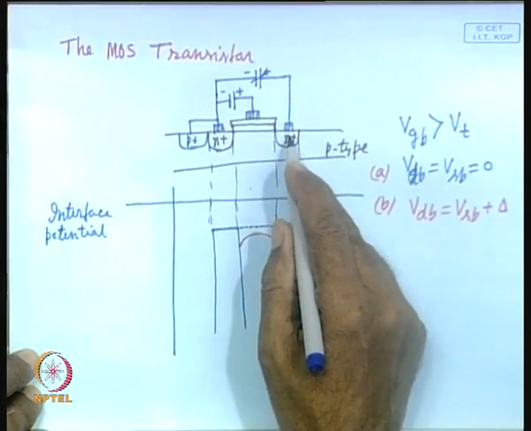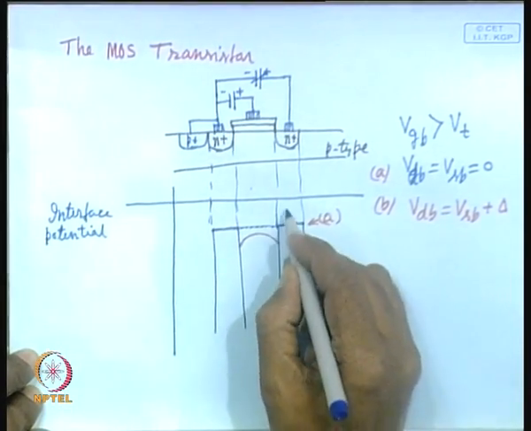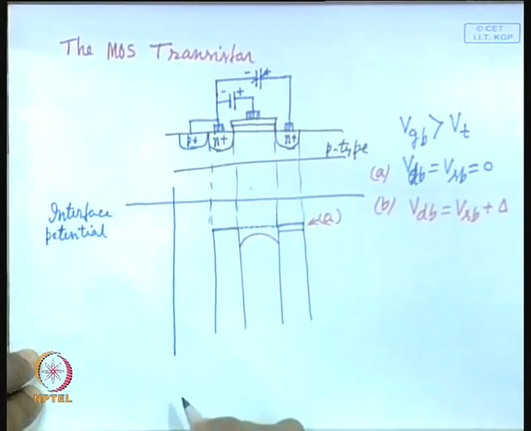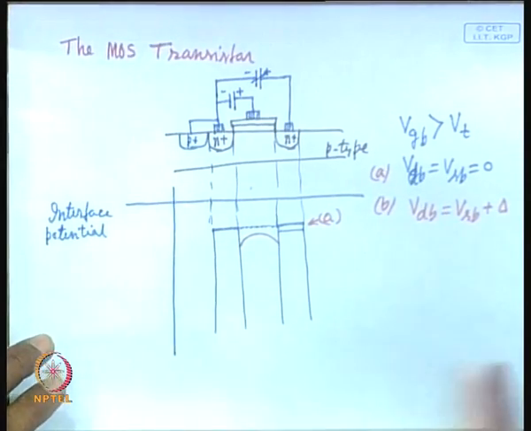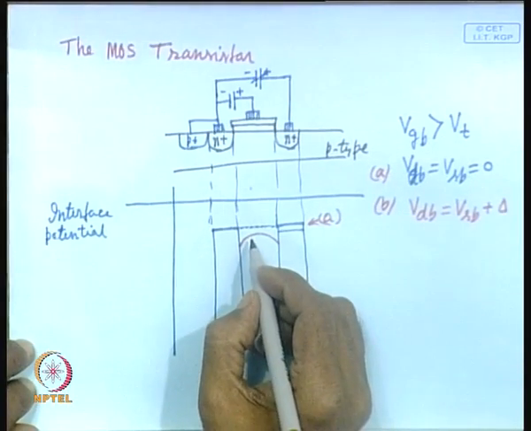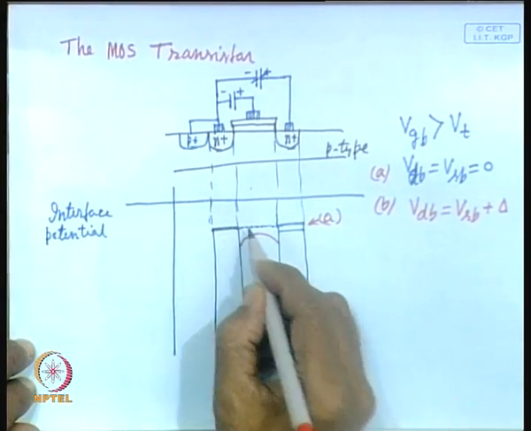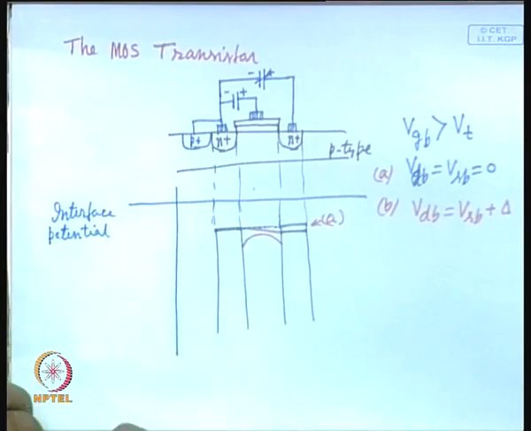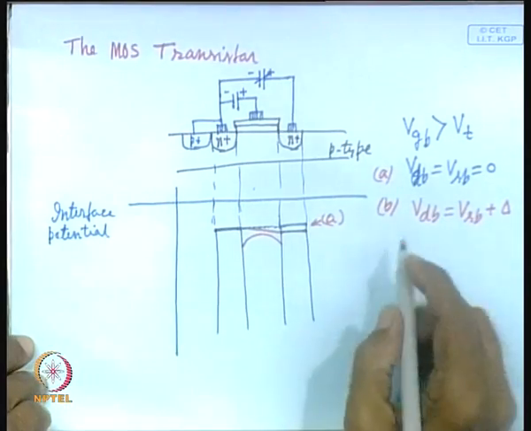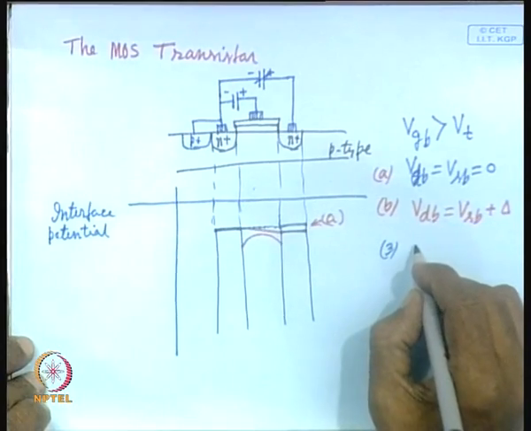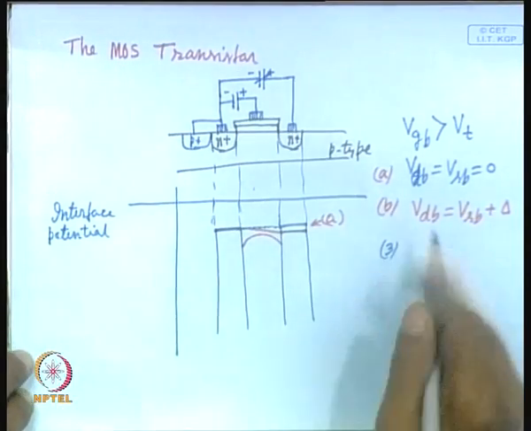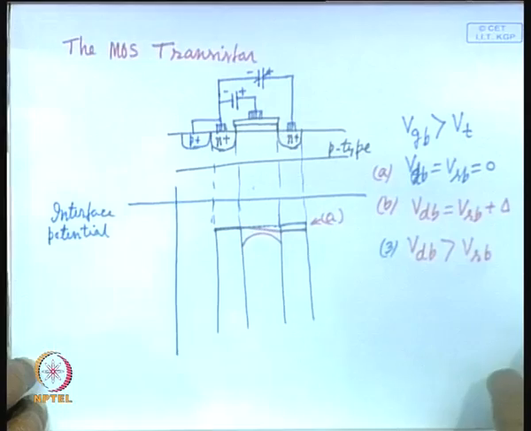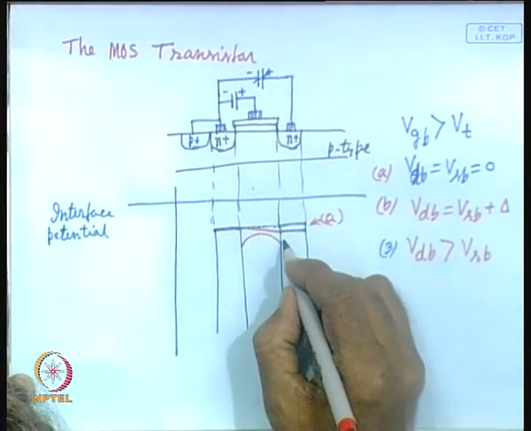Now, as this drain voltage is increased with respect to source, it will be pushed downward. So, as it is pushed downward, it will come here. Then what will be the potential distribution in the equilibrium condition? It will be like this, and we increase it further, say 3, V DB is significantly greater than V SB. What will happen in this case? Say it has reached this point.